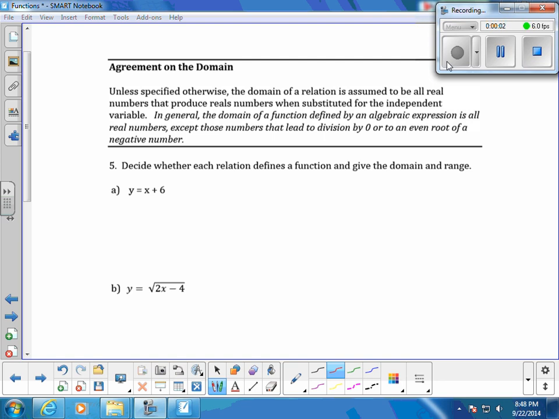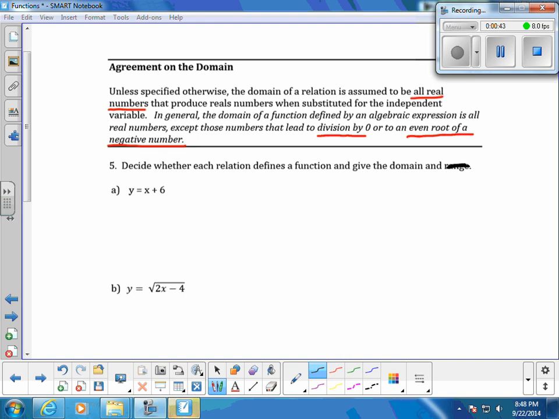Okay, we're going to be talking about the domain when given an equation, an algebraic equation, and not a graph. Unless specified otherwise, the domain is assumed to be all real numbers when substituted for the independent variable. So in general, the domain of a function is all real numbers except for those that lead to division by zero or an even root of a negative number. So if it's not division by zero or an even root of a negative number, then we assume it to be all real numbers.